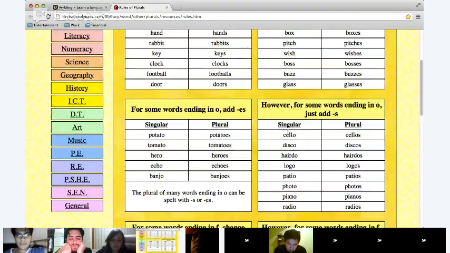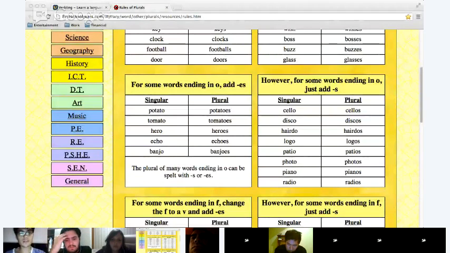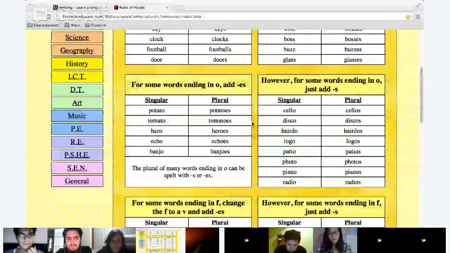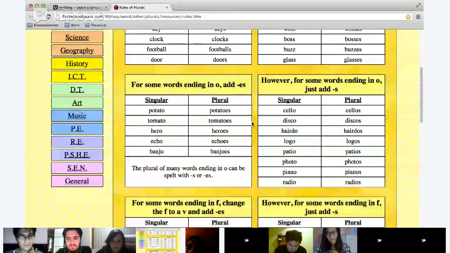How can I tell the difference between words that end in O? Okay, whether or not you add an ES or just an S, those words have to be learned. There isn't something that gives you a hint or anything like that. They just have to be learned.